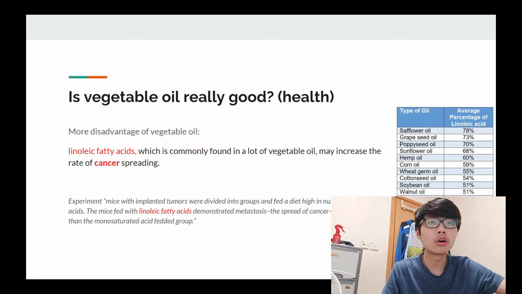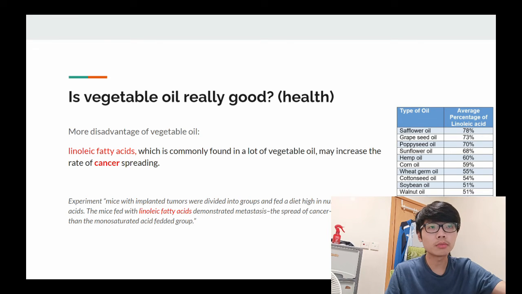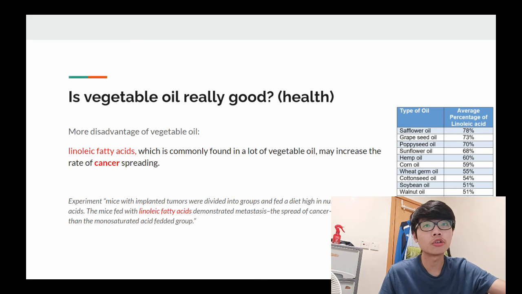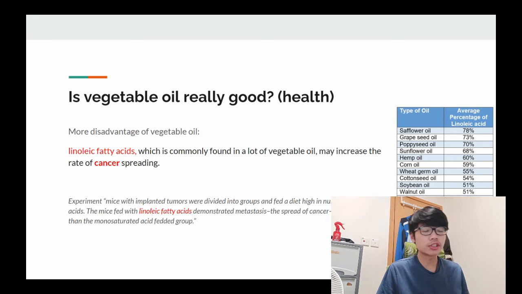Concerns about vegetable oils have been raised. Scientists did research on multiple vegetable oils and found most of them have a main component of linoleic fatty acid, which may increase the rate of cancer spreading. This makes the question of how healthy vegetable oil is very questionable.